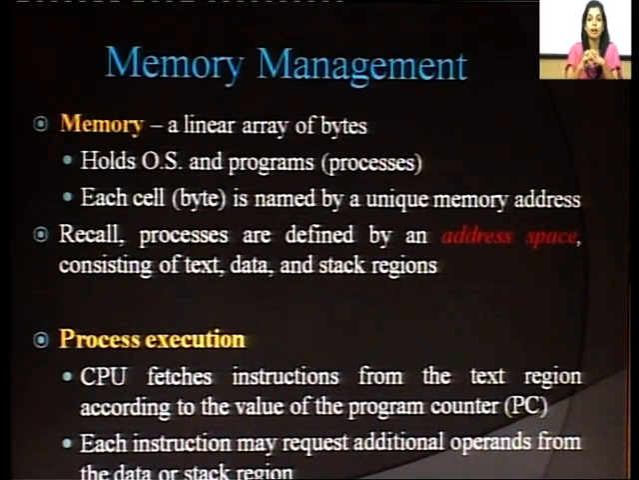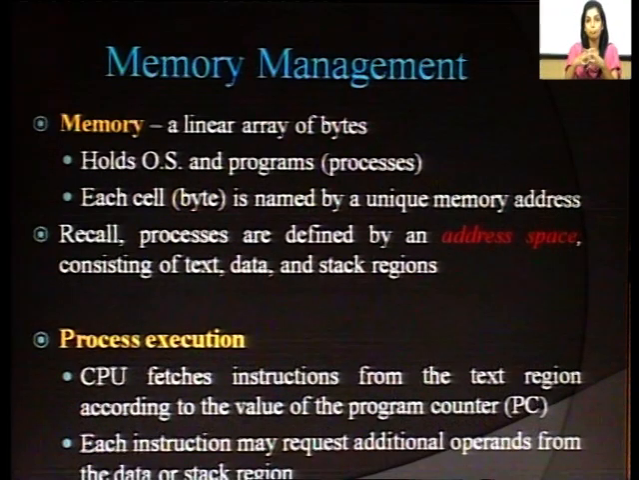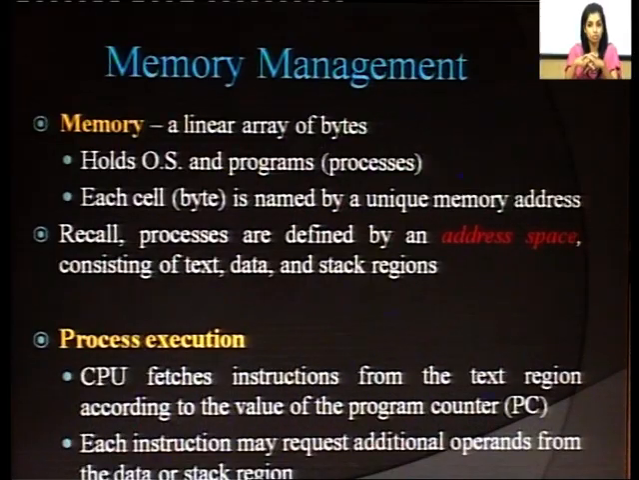Processes are defined by an address space consisting of data, text and stack regions. So processes may contain data, text and stack, and all that information is going to be stored in memory, and memory has a set of bytes. For program execution, the CPU fetches instructions from the text region according to the value of the program counter. Each instruction may request additional operands from the stack regions.